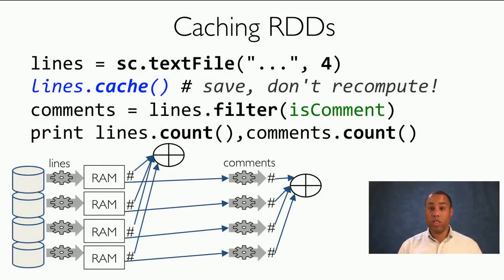To avoid having to reload the data, we can add the cache directive to the lines RDD. So here we use lines.cache. This tells Spark to save that lines RDD so that we don't have to recompute it each time we want to use it. So now what will happen is the first time when we do lines.count, that will cause us to read the text file into memory. Then we'll count the number of lines, sum that across each of the partitions, then combine that total in the driver. Now, when we run the filter, lines.filter, to create the comments RDD, instead of that having to read from disk, it will read from memory. So it'll run much, much faster.